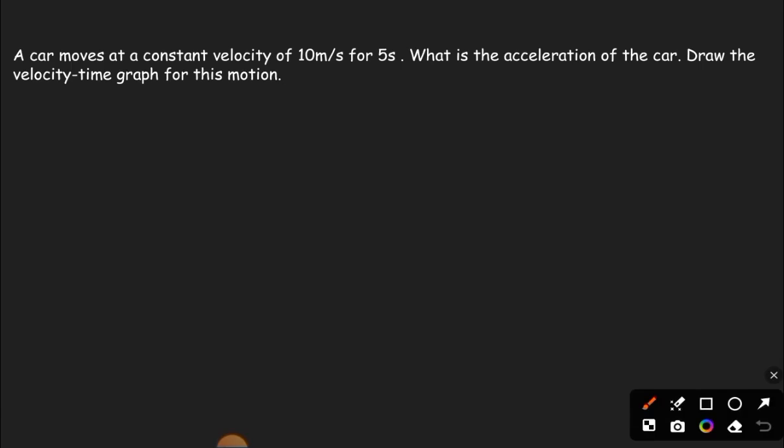So let's look at this question. A car moves with a constant velocity of 10 meters per second for 5 seconds. What is the acceleration of the car? Draw the velocity time graph for this motion.